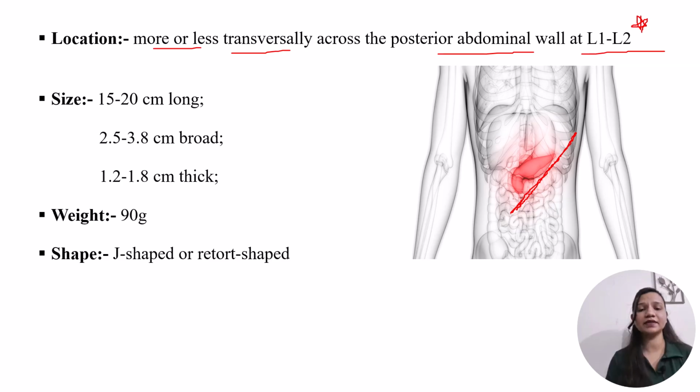The size of the pancreas is 15 to 20 centimeters long, 2.5 to 3.8 centimeters broad, and 1.2 to 1.8 centimeters thick. The weight of the pancreas is 90 grams, and its shape is J-shaped, also called retort shape. Again, an important point: the pancreas is J-shaped and also retort shaped.